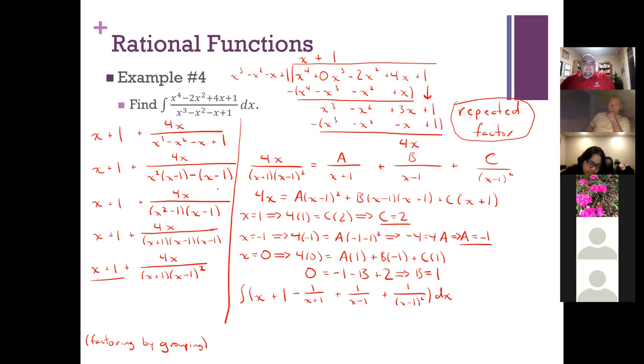All right. Any other questions about how we got to this place? All right. Then it's time to start integrating. The first couple of terms are pretty straightforward: one half x squared plus x. How about negative 1 over x plus 1? Minus the natural log of the absolute value of x plus 1. And then, how about the next one? The natural log of the absolute value of x minus 1. Yep. And this last one.